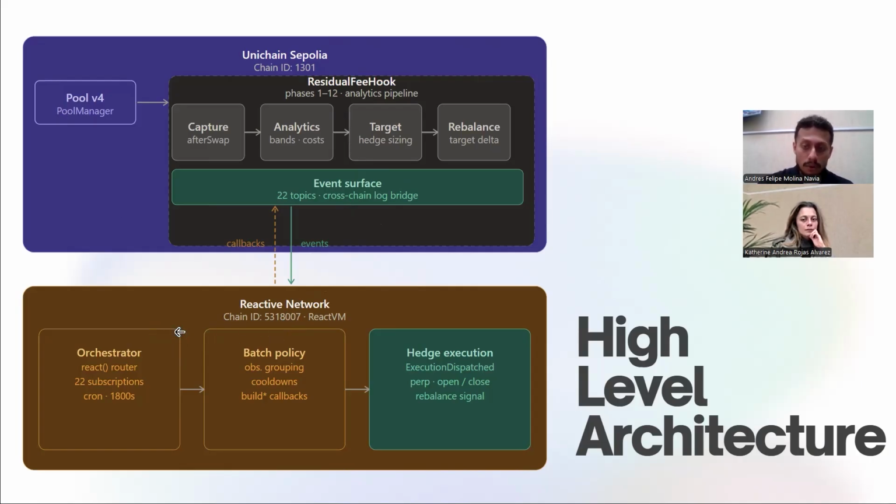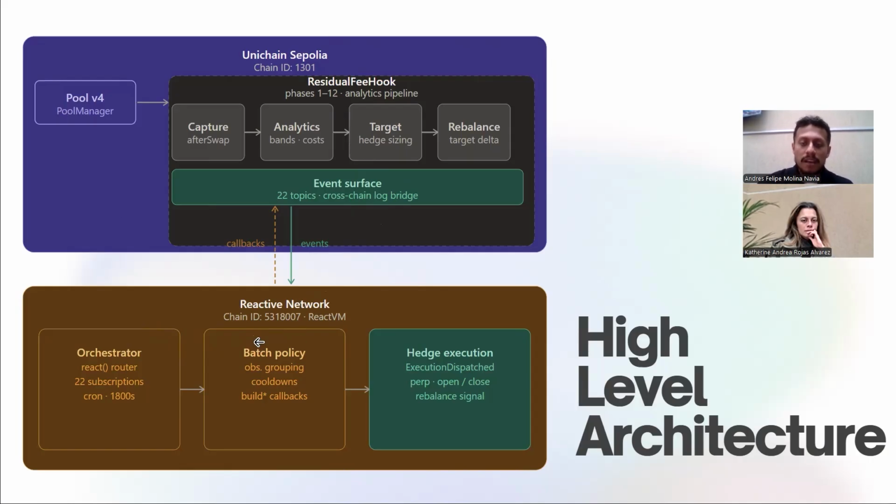It only emits events. Layer 2, the reactive network, is the trigger layer. Those events reach reactive contracts that listen, group observations, enforce cooldowns, and decide when the signal is strong enough to act. No bots, no off-chain infrastructure or keepers. Pure on-chain automation across chains. It is the kind of asynchronous execution that a hook alone cannot do without introducing latency, gas overhead, and external coupling into the swap path.